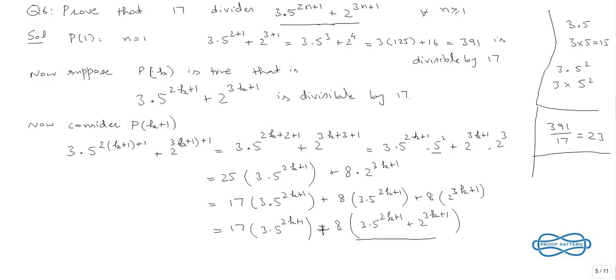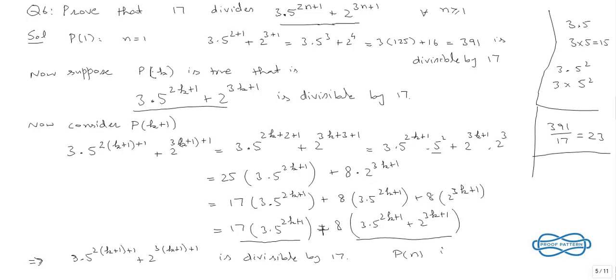This term is divisible by 17 by our hypothesis, and this term is a multiple of 17, so this is also divisible by 17. So this means 3 into 5 to the power 2 into (k plus 1) plus 1, plus 2 to the power 3 into (k plus 1) plus 1, is divisible by 17. So Pn is true for all n greater than or equal to 1.